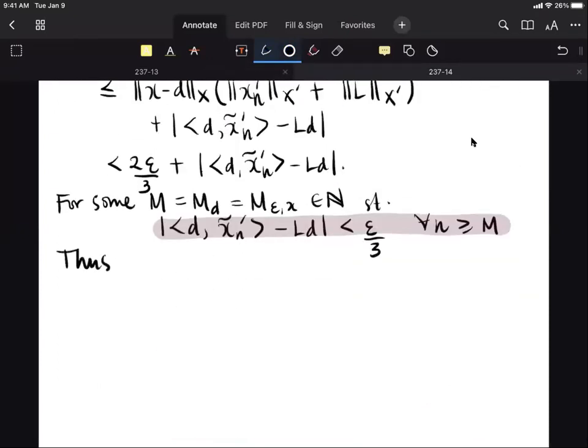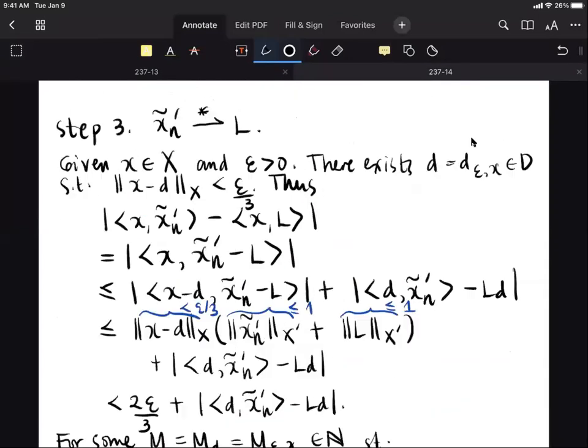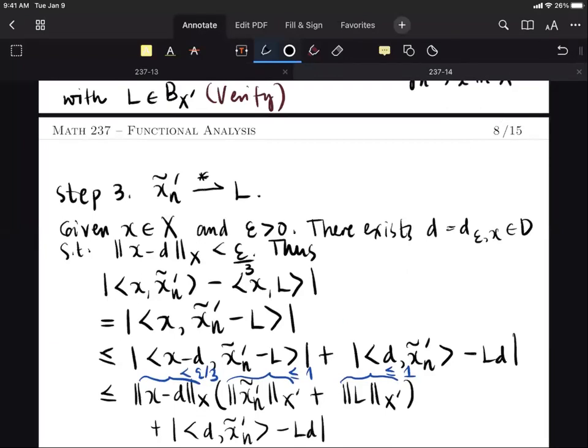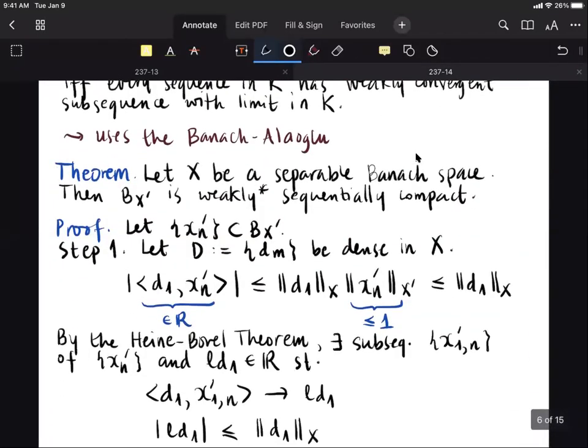Thus, if you combine the two, you now have if n is greater or equal to m, then this difference of duality pairings is less than epsilon. And this proves convergence of your subsequence to L. And that completes the proof of this special case of the Banach-Alaoglu theorem. But the weak compactness is replaced by weak sequential compactness, again with respect to the weak star topology.